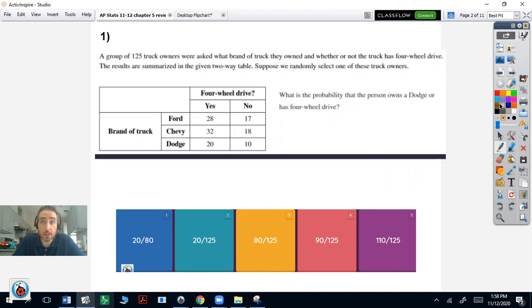Suppose we randomly select one of these truck drivers. What is the probability that the person owns a Dodge or has four-wheel drive? So Dodge, we've got 20 and 10. And then four-wheel drive, we also have these two. Now we don't want to count the 20 twice, so we basically have these four numbers added together.